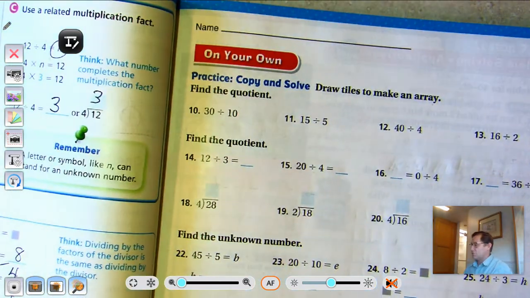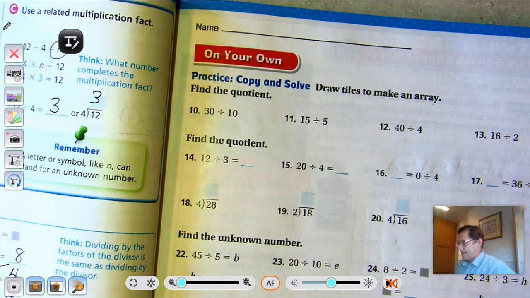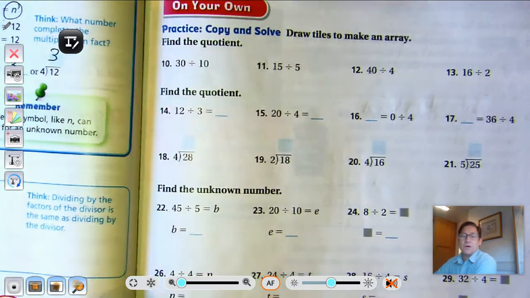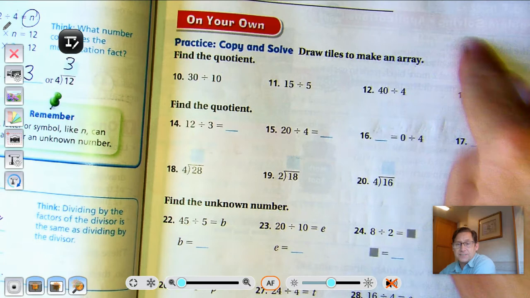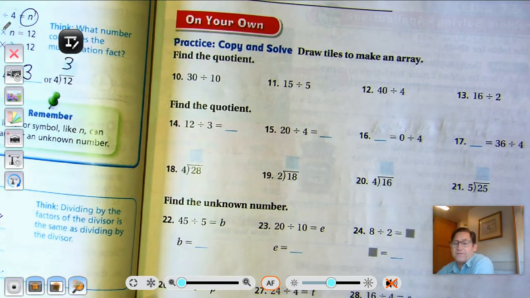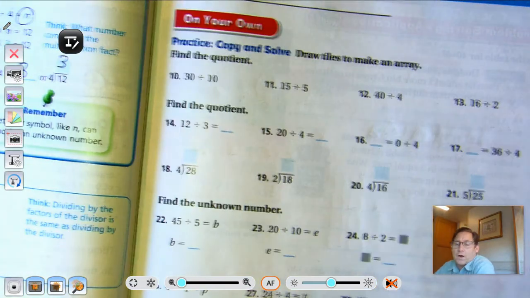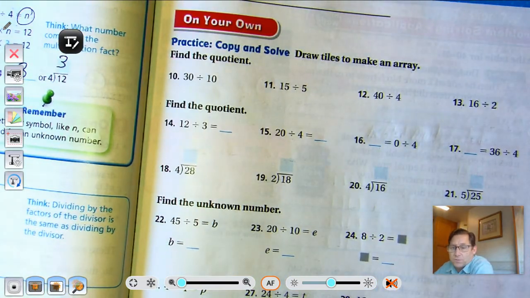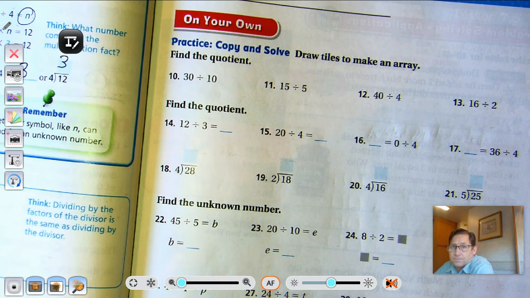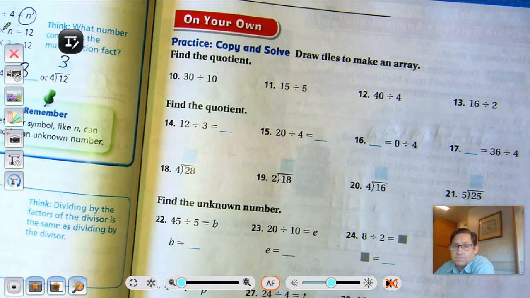All right, draw tiles to make an array. Find the quotient. All right, so here, because it's asking us to draw an array, we have to draw an array. 30 divided by 10. Well, so either we have 10 in a row, or we have 10 rows.